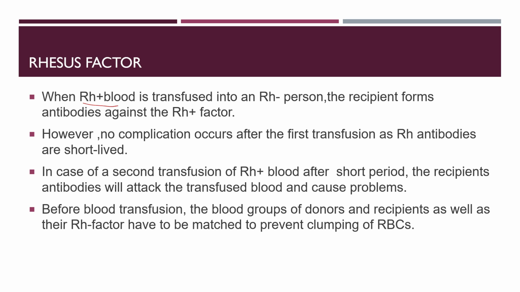Whenever any foreign antigen enters our body, there is a chance of producing antibodies against the Rh positive factor. They start creating antibodies and trying to kill this antigen. However, no complication occurs after the first transfusion of Rh positive blood, as Rh antibodies are very short-lived. Our bodies produce Rh antibodies, and after a very short duration of time, these antibodies are destroyed.